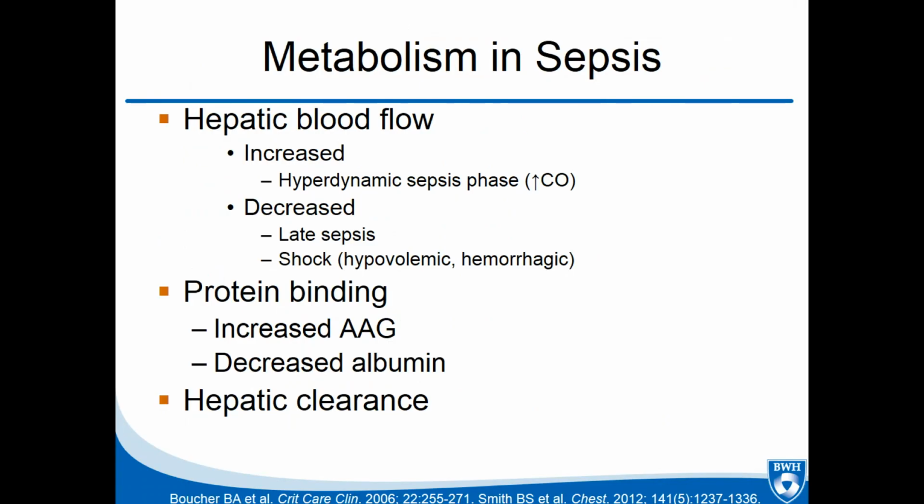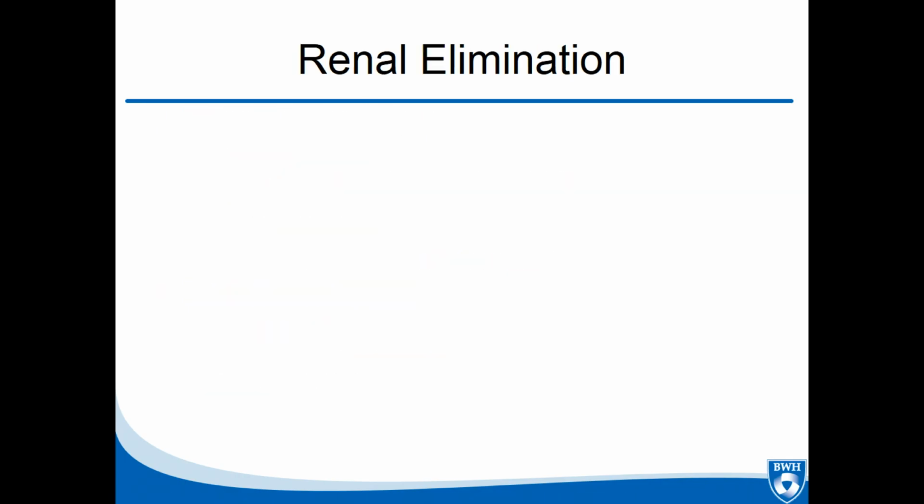Overall, let's talk about altered metabolism in sepsis. Our hepatic blood flow is increased in the early phase and decreased in the late phase, and the protein binding is going to be increased for AAG, so our basic drugs, and decreased for albumin.